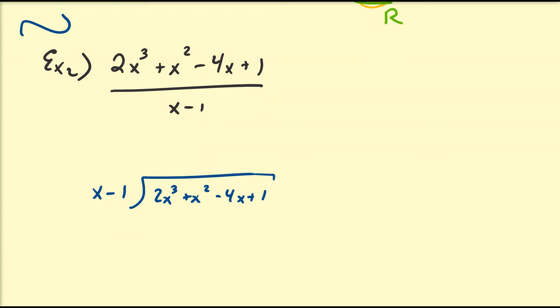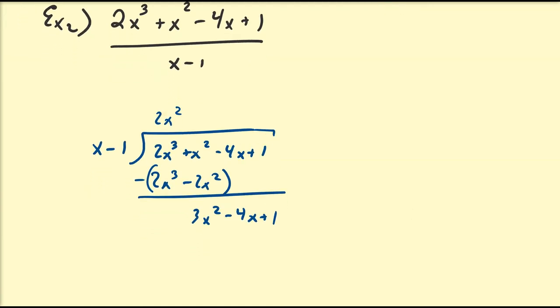So x times what gives you 2x cubed? The answer to that is 2x squared. And then we multiply 2x squared times x minus 1 to get 2x cubed minus 2x squared, and then we subtract. So x squared minus negative 2x squared is going to be 3x squared, and then we're going to bring down everything else.